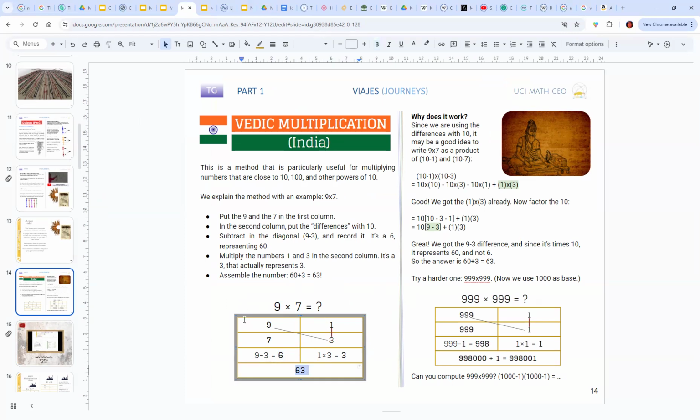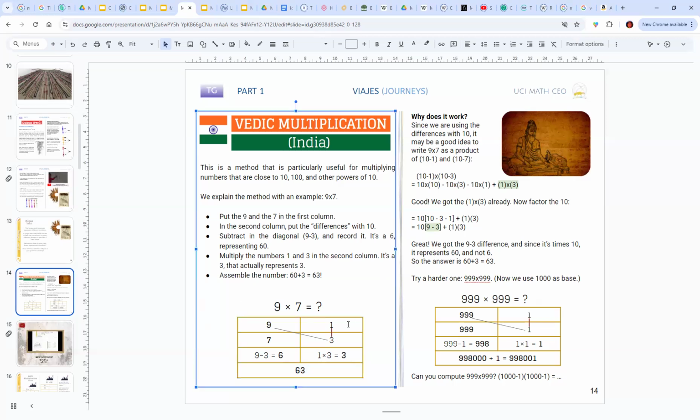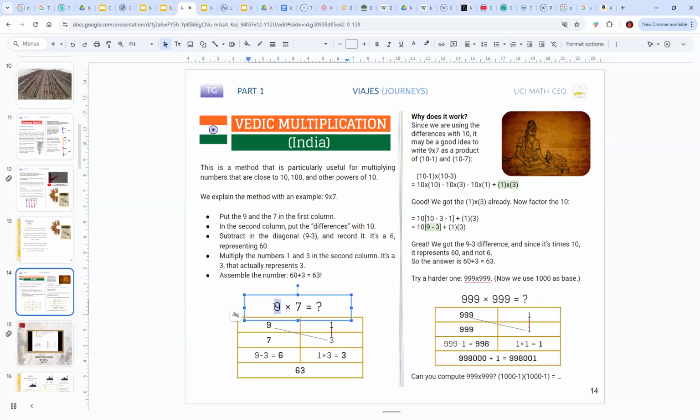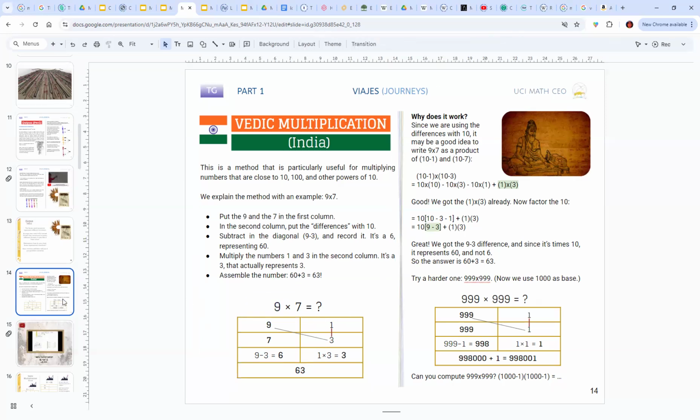So the activity is why? Why does this work? So you're challenging students to figure out the method first and apply it, and then why does it work? And does it work always? What if I change this number to another one, etc.